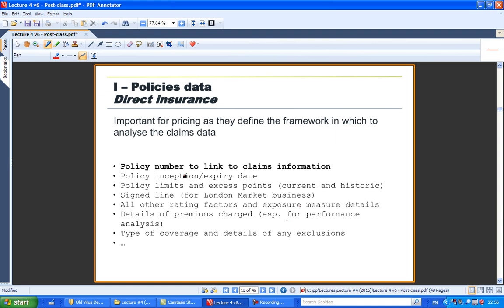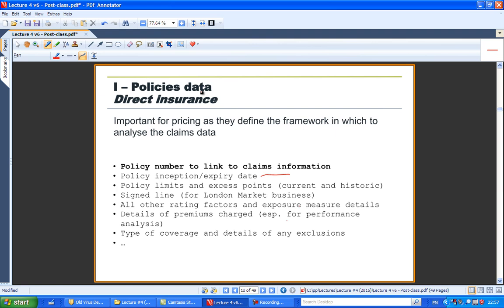Typical information that you have on the policy is shown here. A policy identification number, which is very useful to connect it to claims information that we have, and then of course the start date of the policy, called inception date as well, and the end date of the policy, called expiry date as well. And then we'll have policy limits, excess points, the deductibles that we have spoken about in Unit 3.